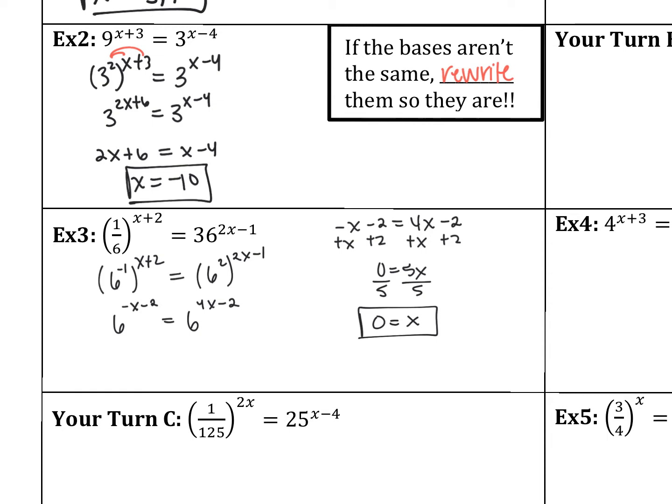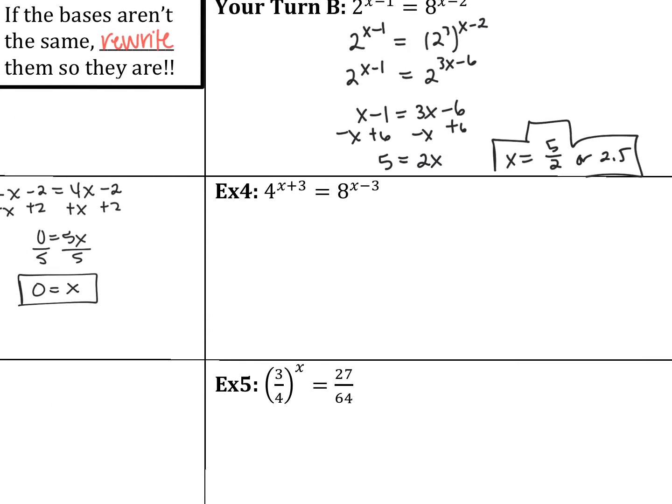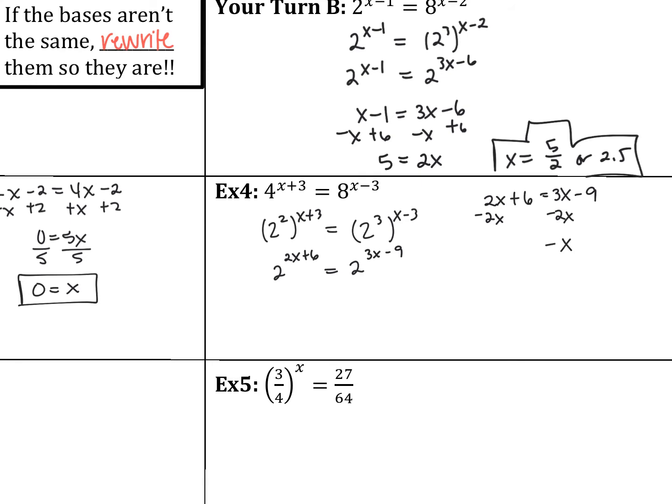All right, let's move on to example 4. I'm going to rewrite both of these with base 2. So 4 can be written as 2 to the second, to the x plus 3, and 8 can be rewritten as 2 to the third, to the x minus 3. Distribute out. 2 to the 2x plus 6 equals 2 to the 3x minus 9. Now the bases are the same, so I can set the exponents equal. 2x plus 6 equals 3x minus 9. All right, subtract 2x from both sides. x equals, if I add 9 to both sides, 15.